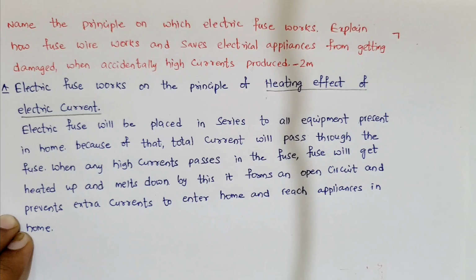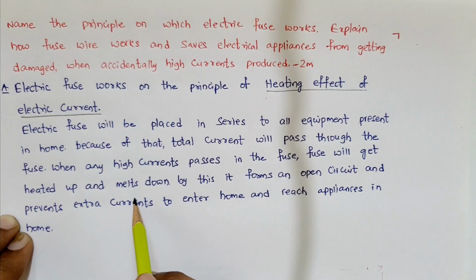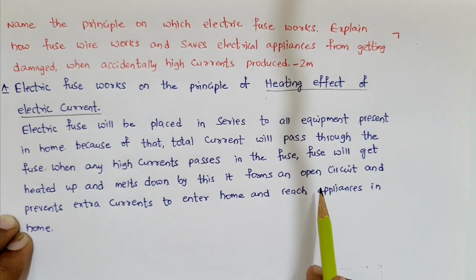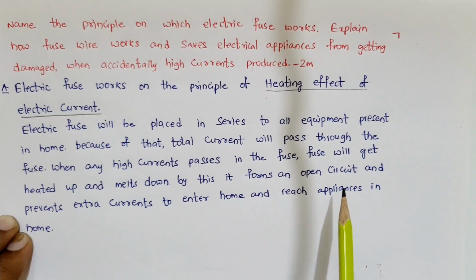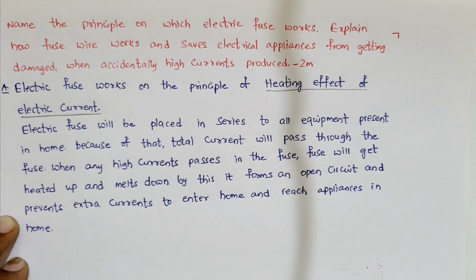So what happens if the current in the fuse exceeds the predetermined value? Then the heat produced in the fuse will increase. As the heat produced increases, the fuse melts. The fuse melts down and it forms an open circuit. When an open circuit is created, current can't pass. So the extra current which was in the fuse will be prevented from entering our home, and in that way the fuse is protecting all electrical appliances in our home.